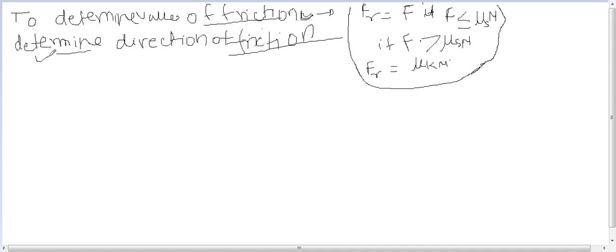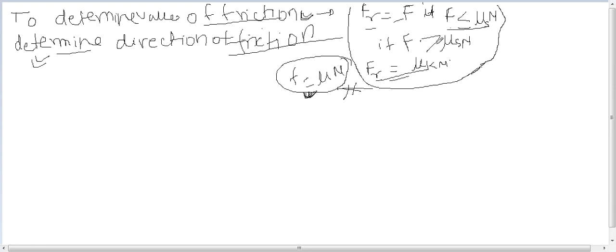A lot of people commit a mistake. Most of the time they just say that friction force F friction is equal to mu into N. They just say that the value of friction is equal to mu N, and this is not true. It does not always happen. Sometimes friction will be the applied force F, if this condition is satisfied, and only if the other condition is satisfied is friction equal to mu N. So in calculating the value of friction, you should be careful and think with the help of these two equations.